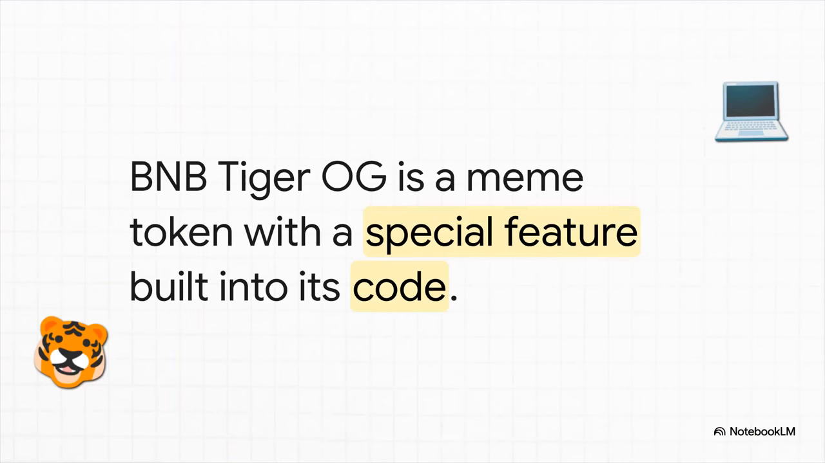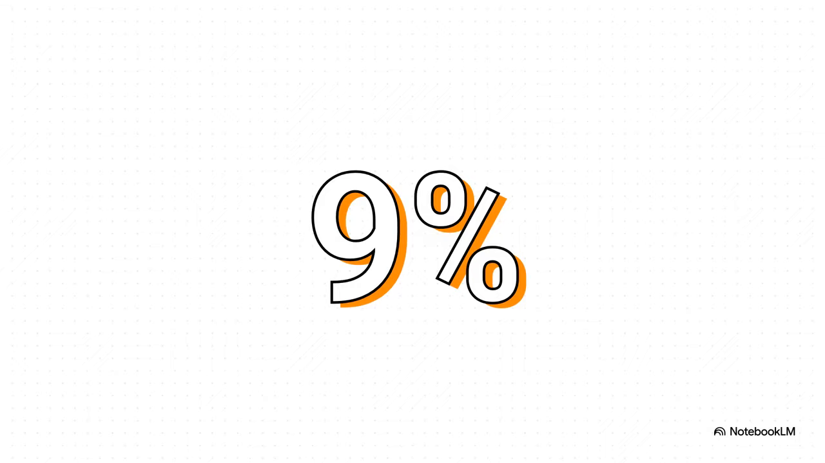We're going to use a token called BNB Tiger OG as our case study here. And like a lot of newer tokens out there, it has a special mechanism that's designed to support its ecosystem. This little mechanism is the key to understanding all those transaction errors. And here it is, the aha moment. This token has a built-in 9% tax on every single buy and sell transaction. Let me say that again. This is not market slippage. It's a fee that is hard-coded right into the contract.